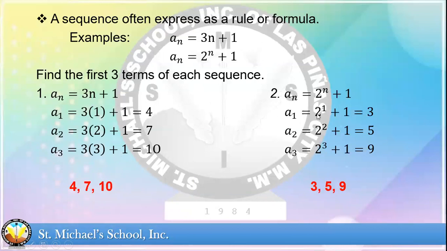and 10. Next, a sub n is equal to 2 raised to n plus 1. So let's write a sub 1, a sub 2, and a sub 3. So we substitute the value of n, 1, 2, and 3. Simplify. 2 raised to 1 plus 1 is equal to 3. Then 2 raised to 2 is equal to 4 plus 1 is equal to 5. Then 2 raised to 3 is 8 plus 1 is equal to 9. So the first three terms are 3, 5, and 9.